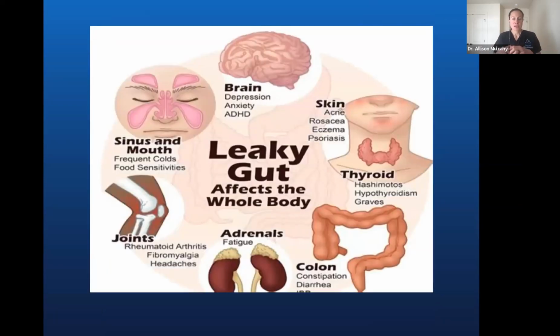All sorts of different disease processes can be caused by leaky gut. And here's just a list. I've already mentioned some of them, but other ones that people don't think about as much, because of the gut-brain axis, is that leaky gut can cause ADHD, anxiety, depression, headaches, all sorts of things, just decreased immune system. So you get colds a lot, food sensitivities, all sorts of different things that can be caused by leaky gut outside of the gut.